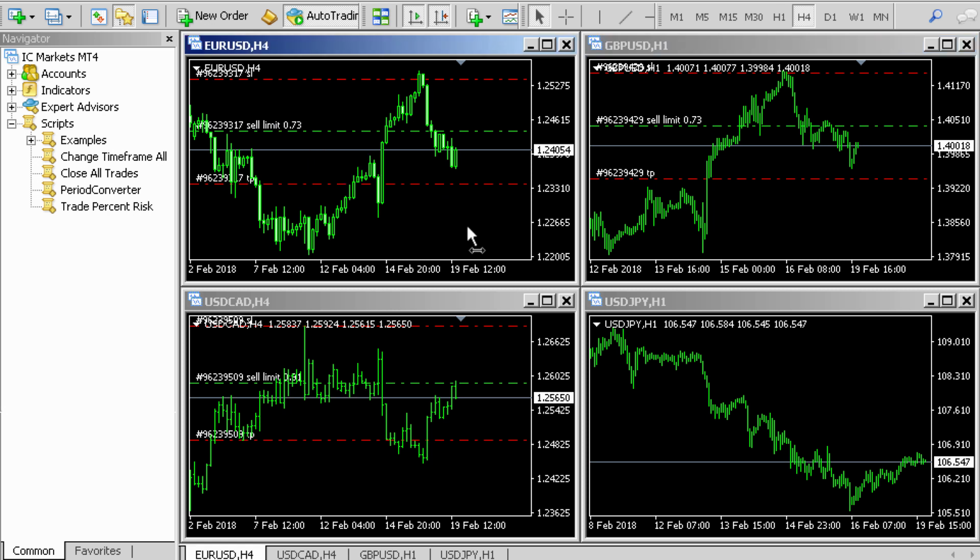This is why the script is useful for me, because I don't have to manually calculate the lot size to use depending on what my account currency is or what the currency pair is. It doesn't matter, the script will take all of this into account automatically and place the trade with the appropriate lot size for me. So that's basically what the trade percent risk script can do for you, and I hope you will find it as useful for your trading as I have found it for mine.